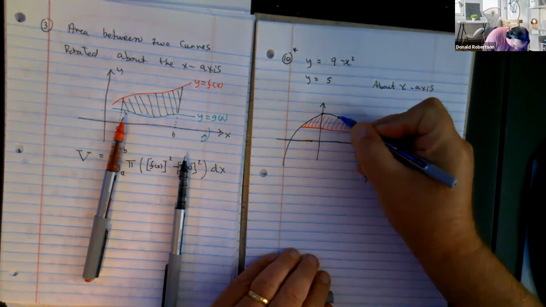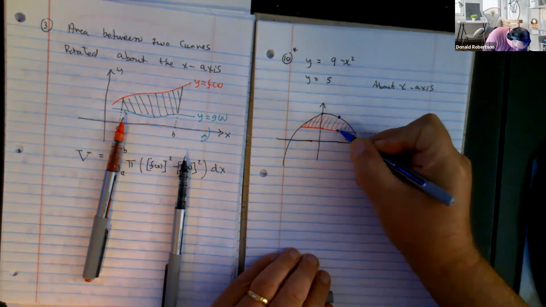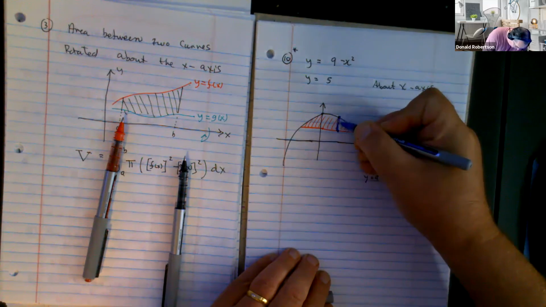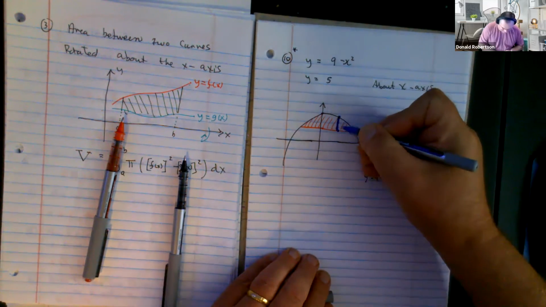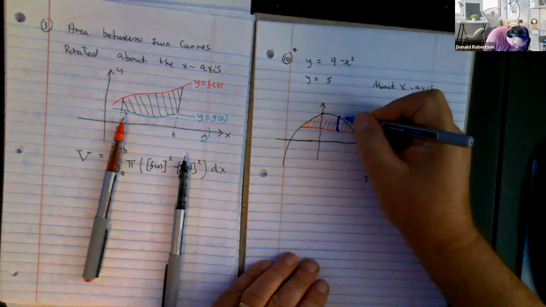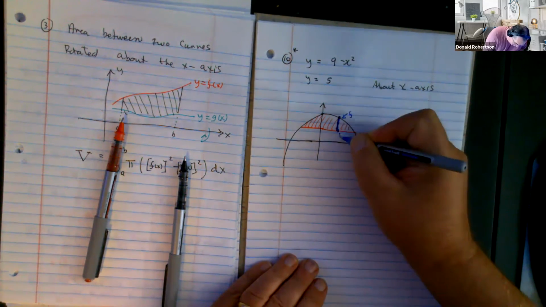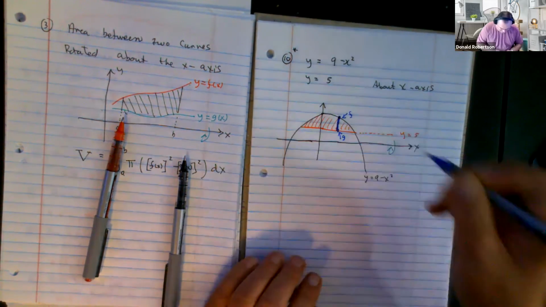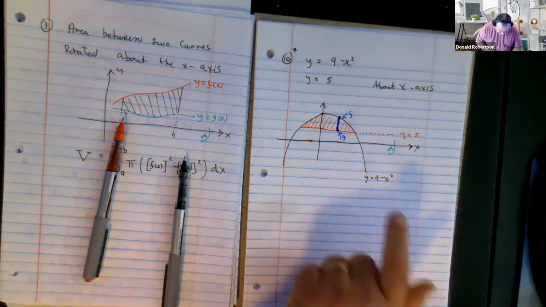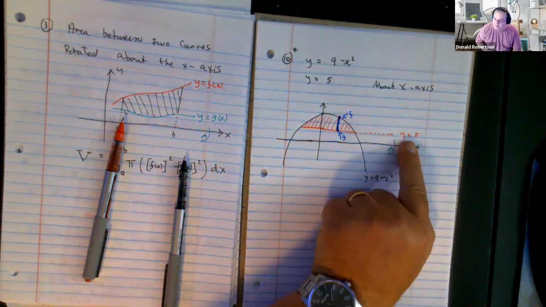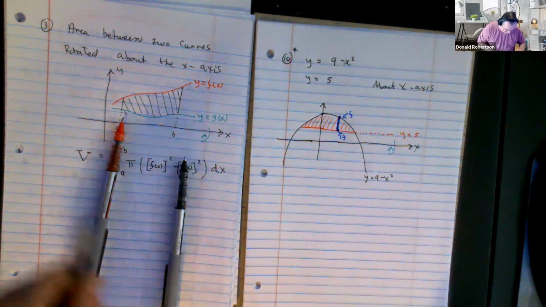This one here and this one here, if I draw one of those little rectangles, see them? This top one is f, and this bottom one, whatever it happens to be, is g. Can you see in this case, f is 9 minus x squared and g is just 5? Y equals 5 counts as a curve, right? Counts as a function at least.